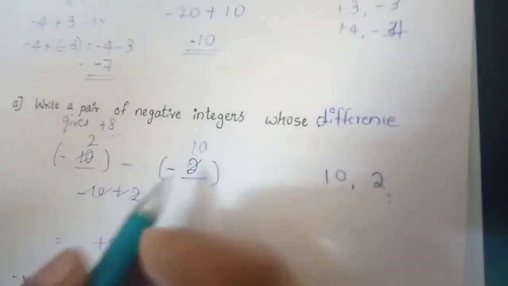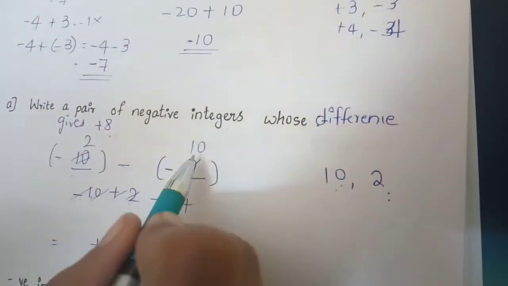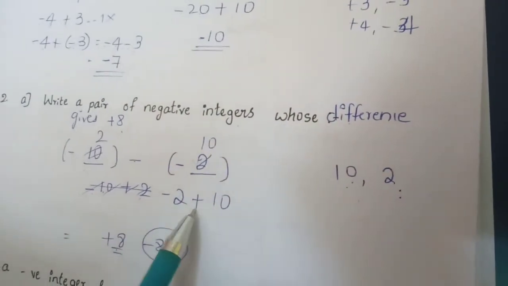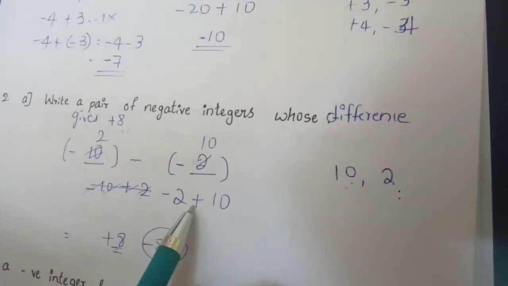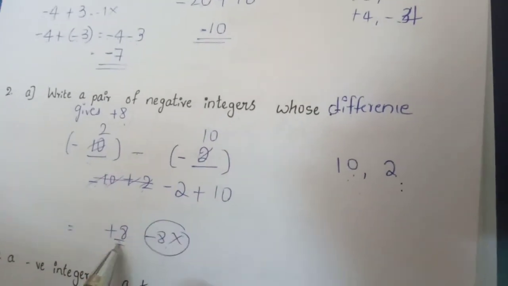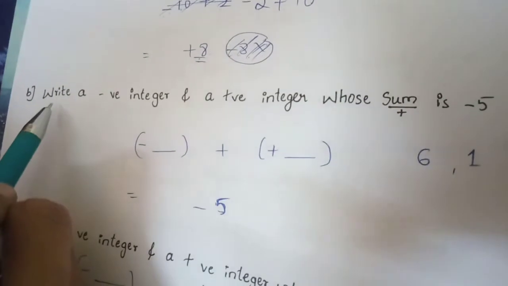Now, what do I get? Minus 2, minus into minus is plus, and 10. Okay. Now, I get minus 2 plus 10. Plus minus is minus. 10 minus 2 is 8. 10 is greater than 2. 10 has a sign of plus. So, I get plus 8. Okay. Let's move to the second question.